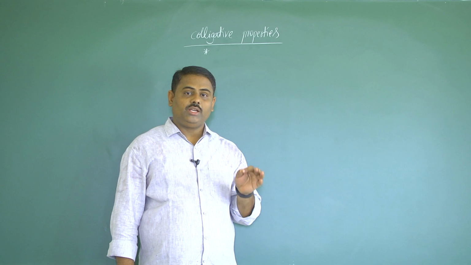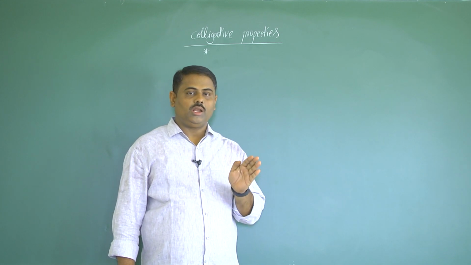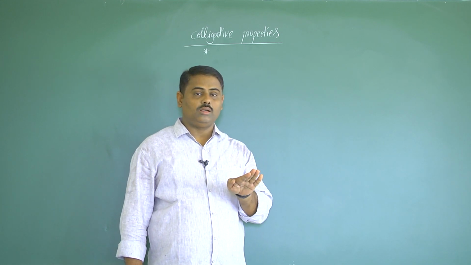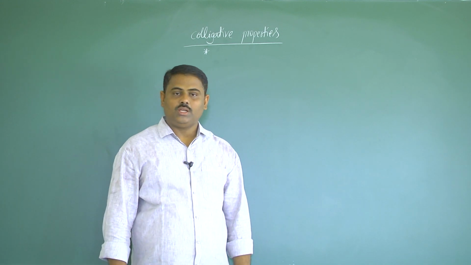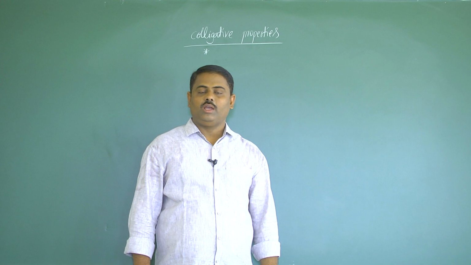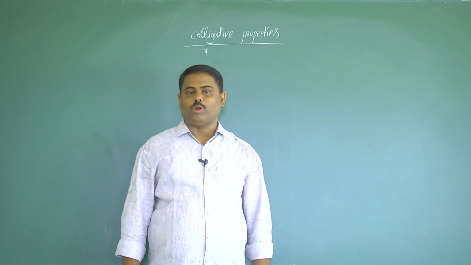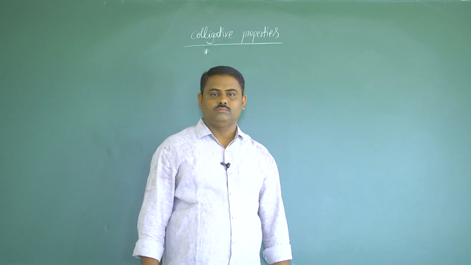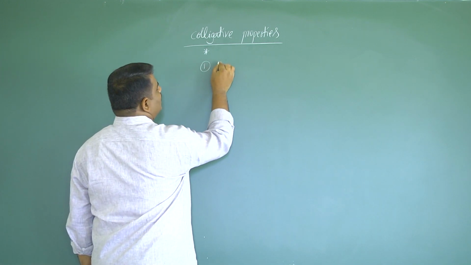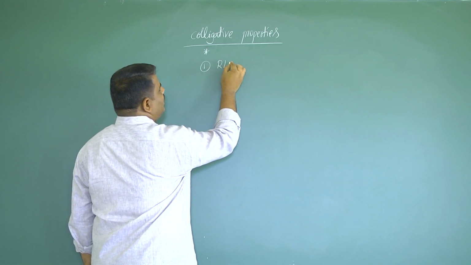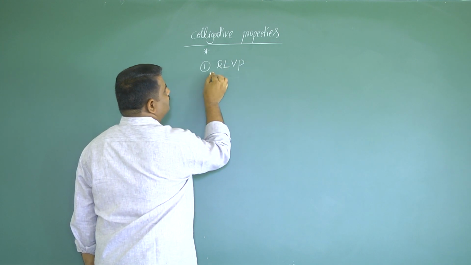Here this property depends on only number of particles, not on their nature. Now here in our syllabus we have total 4 colligative properties. The first one is relative lowering in vapor pressure.